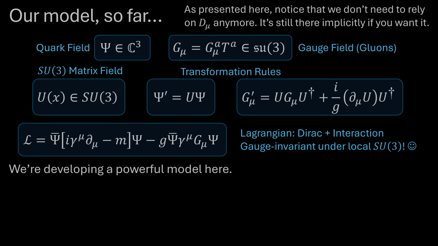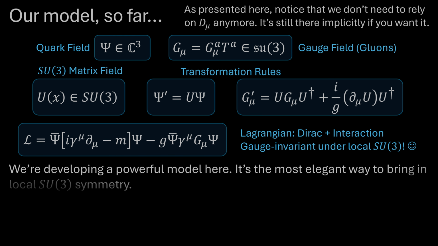Okay, so it seems like we're developing a pretty powerful model here. And I think you'll agree that this is the most elegant way to equip our Lagrangian with local SU3 symmetry. There's no simpler way to do it. Our gauge field is the minimally complicated thing that can ensure that our Lagrangian has local SU3 symmetry. And so you might think, great, we're done. We've done it. We've given our Lagrangian local SU3 symmetry, and so therefore, problem solved.